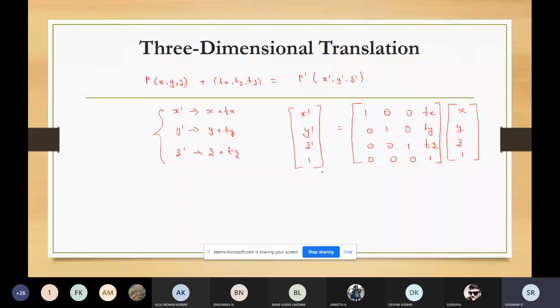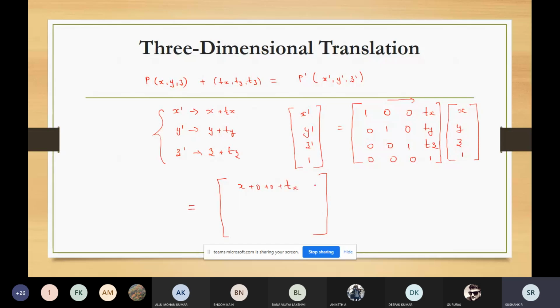So how do I get this point? I'll just show the matrix multiplication, and you can try it too. For x dash, first we'll find the result of this matrix multiplication. 1 into x is x, plus 0 times y, which is 0, plus 0 into z, which is 0, plus tx into 1. So this is x plus tx.